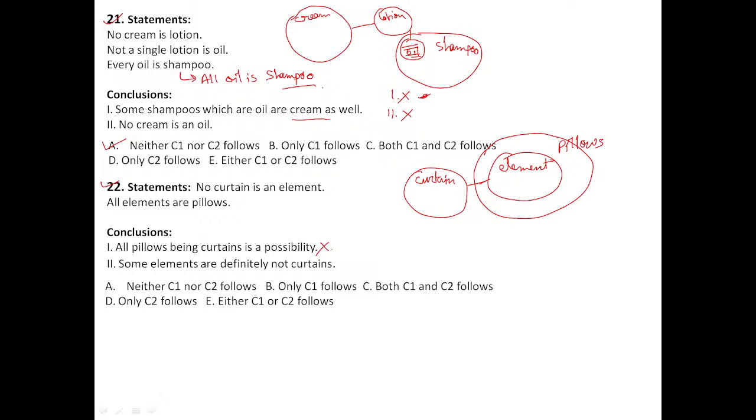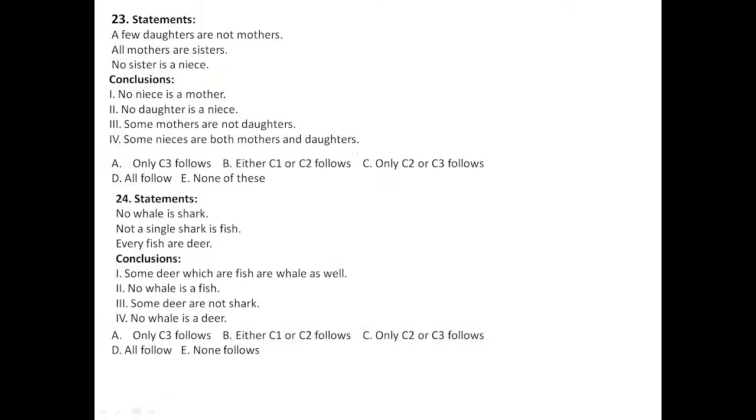Moving to the second, some elements are definitely not curtains. Yes, definitely. No curtain is element, and then it says that some elements are definitely not curtains. This is completely true. So only C2 follows here, right? Moving to the next set. Here is again two syllogism questions, but having four conclusions each of these two questions. Okay, try it. We will start after a few moments.